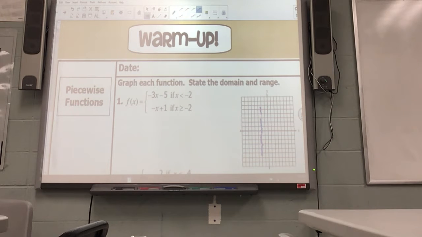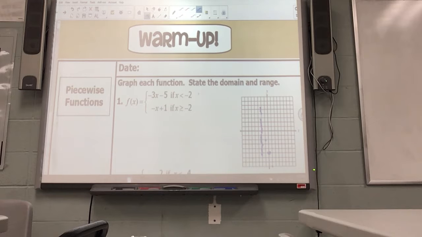So remember, this is mx plus b, so you always start with your b, so it's a -5. So I'm going to go down 5. 1, 2, 3, 4, 5. And then its slope is -3. So that's -3 over 1, so I can go down 3 and right 1, or I could go up 3 and left 1. Okay, so I got 3 little dots there that I can connect to make a line.